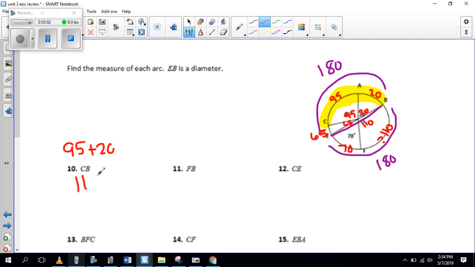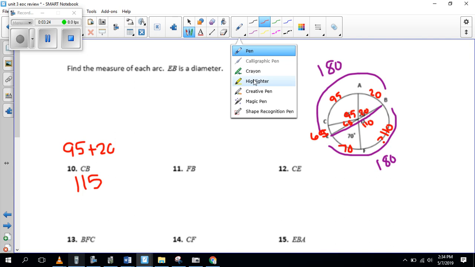Most of the time, if you see it with two letters, it's going to be a minor arc or a semicircle. Minors are less than 180, they're measured. So look, I know I'm a minor. Now I'm going to take the shading off and do the next one. Two letters, most likely it's going to be a minor. And so I'm going to do my shading with my highlighter.